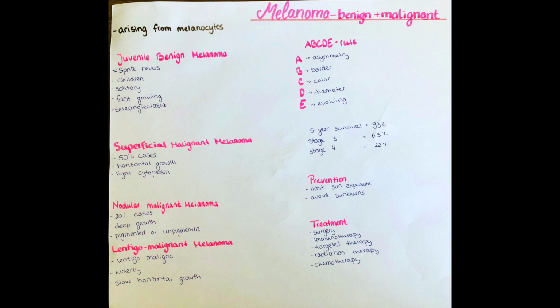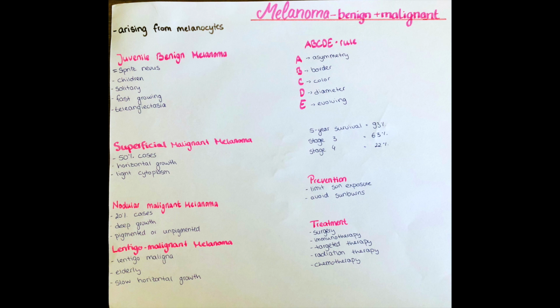Another form of melanoma is the amelanocytic melanoma. It's also called amelanotic melanoma, and it describes those melanomas that don't originate from a nevus and are unpigmented.